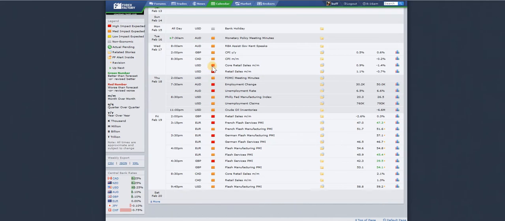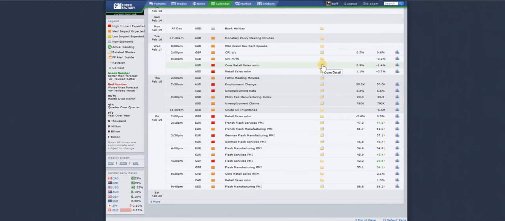Basically, I'm looking at the red items. They're the high impact. These are all scheduled, so these are all by appointment, basically. Remember, any news can happen anytime. But there's not much happening this week. Core retail sales out of the US. Aussie's got the employment numbers. Pound retail sales. Then these red ones here are the flash manufacturing PMI numbers from a few of the European countries.